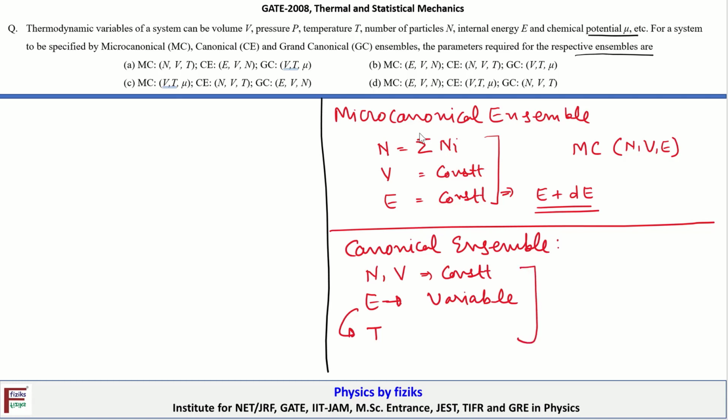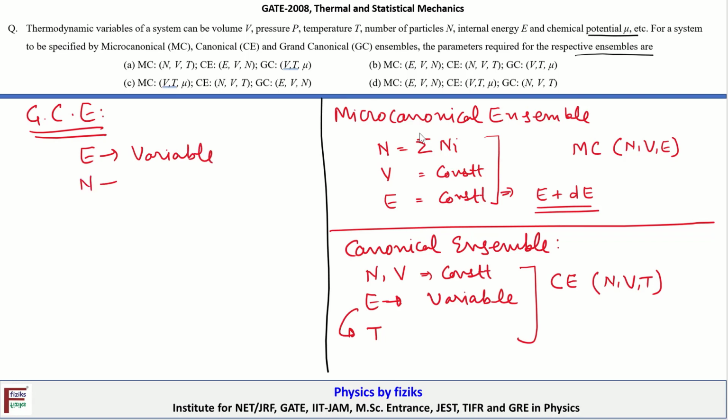So in the canonical ensemble, the parameters of interest are N, V and T. Now coming to the grand canonical ensemble, that's GCE. Here it's not only the energy which is a variable, as in the canonical ensemble formulation, but also the number of particles are considered to be variable.